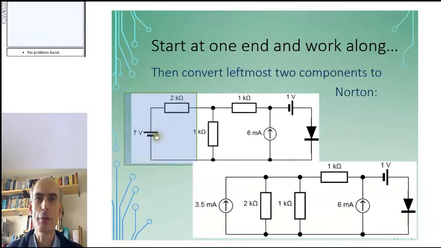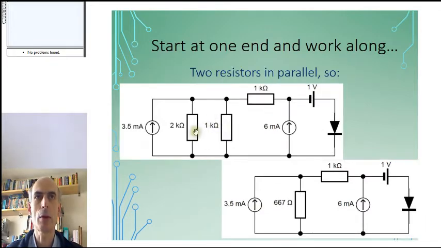Next, I have a 7 volt source in series with a 2K resistor. That has the form of a Thevenin equivalent network, so I can replace it with its Norton equivalent. In this case, 3.5 milliamps with a parallel 2K resistor. I now have a 2K resistor and a 1K resistor in parallel. They are equivalent to a single 667 ohm resistor, just the parallel combination of a 2K and a 1K. And I've reduced my number of components by 1 again.